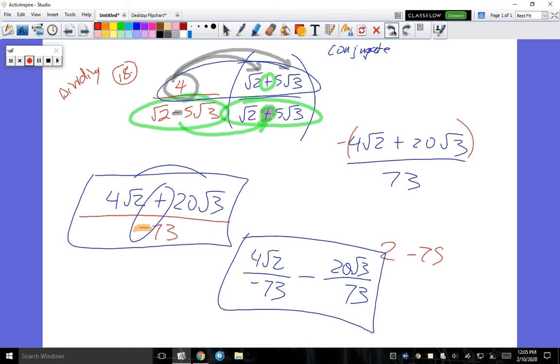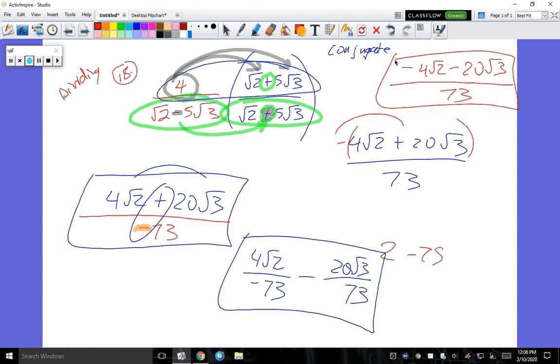And this last way that I did it is it would be a negative 4 root 2 minus the 20 root 3 all over a positive 73. Any one of those variations are correct. Okay? Any questions from that problem?